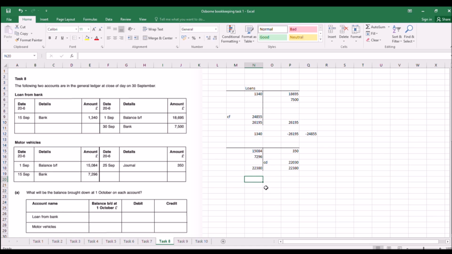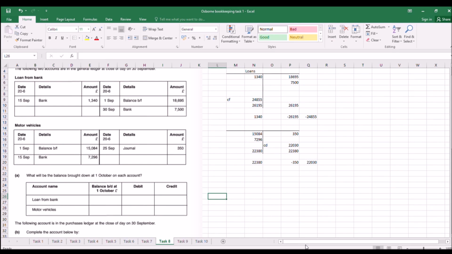So let me just do this in an electronic version here. It's going to be positive of that and a negative of that. That's how it would look in an electronic version of this. It should look like that. Positive plus money in, item 22030, so debit. So this one here, the balance at the 31st of October, is going to be 24855, and it's going to be a credit. And this one's going to be 22030, and that's going to be a debit.